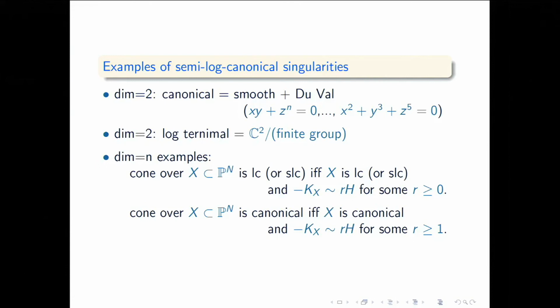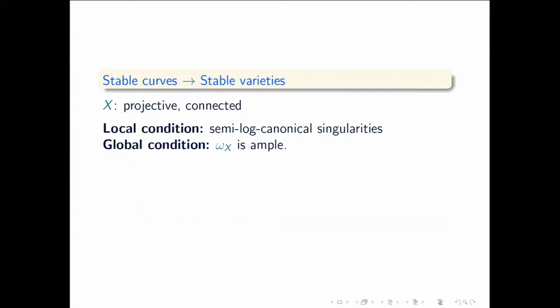Okay, so for instance, if you start with a smooth Fano under its anticanonical embedding, then the cone over it is canonical. But if you take a multiple of the anticanonical class, then it will not be canonical but it will be actually even log terminal. Okay, so these are some examples.